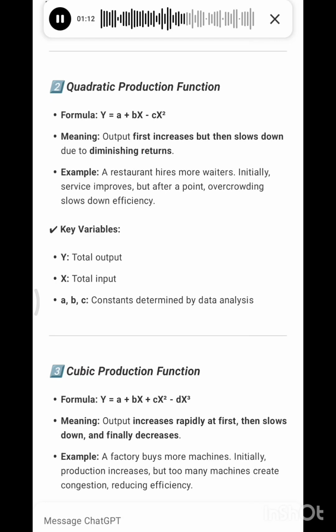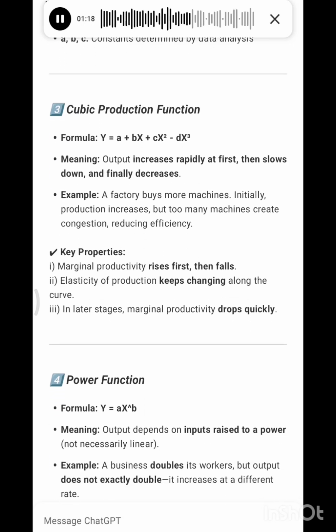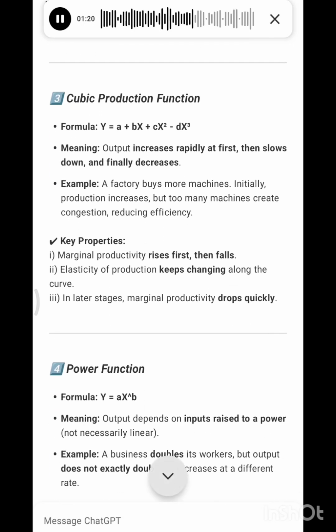3. Cubic production function. Formula, y equals a plus bx plus cx squared minus dx cubed. Meaning, output increases rapidly at first, then slows down, and finally decreases. Example, a factory buys more machines. Initially, production increases, but too many machines create congestion, reducing efficiency.